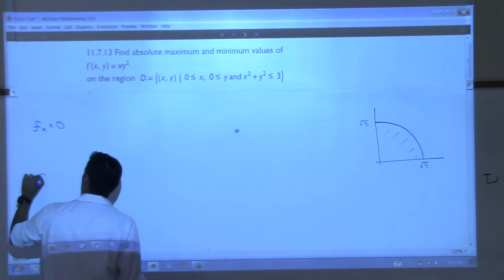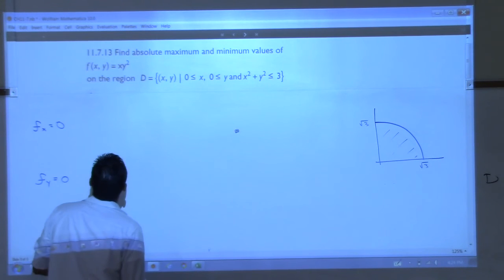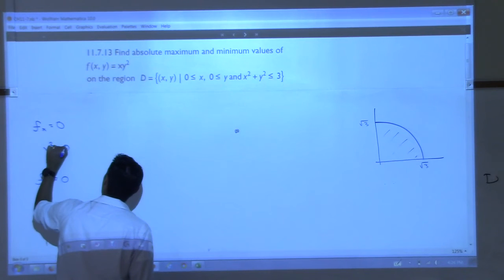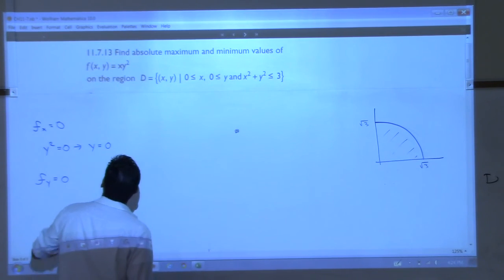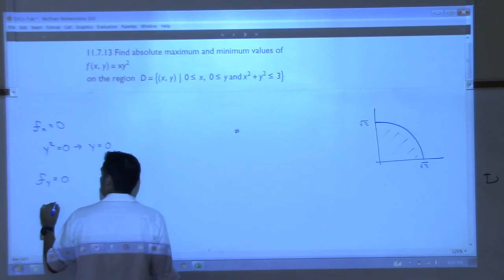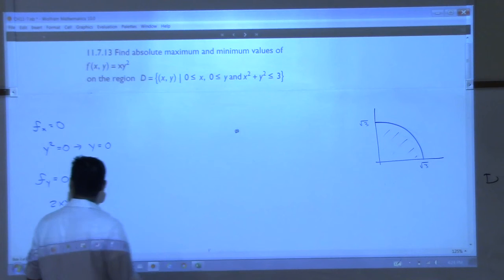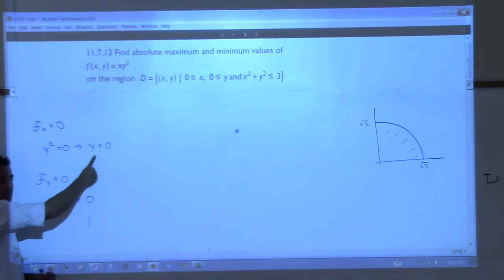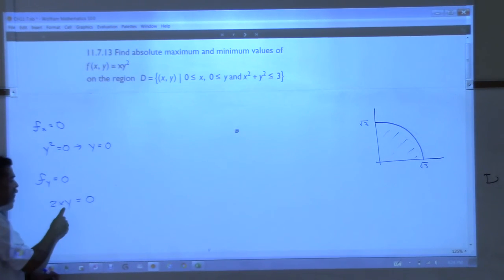Partial with respect to x equals 0, partial with respect to y equals 0. So what's partial with respect to x? y squared, and set that to 0, and there's only one answer to that. And then partial with respect to y is 2xy, right? Equals 0. Ooh, this is interesting. Okay, this has not happened. Look, the first one, we get one answer and one answer only. y must be 0. And if y is 0, then this equation is always true, regardless of x, isn't it?